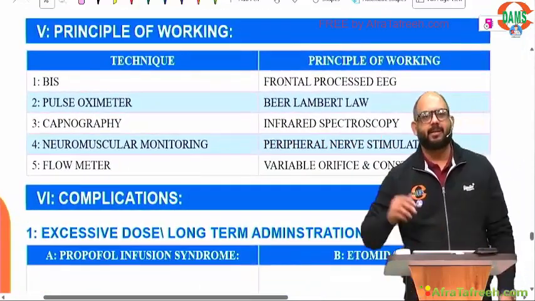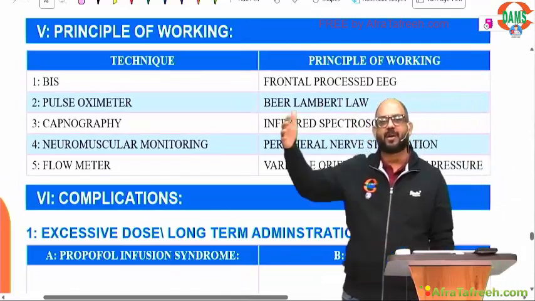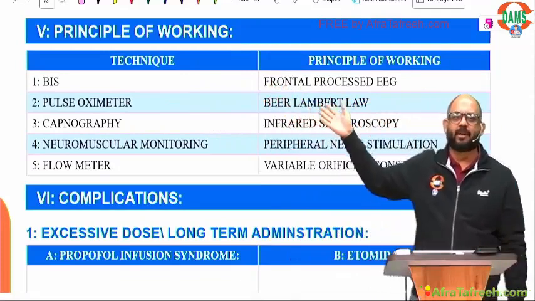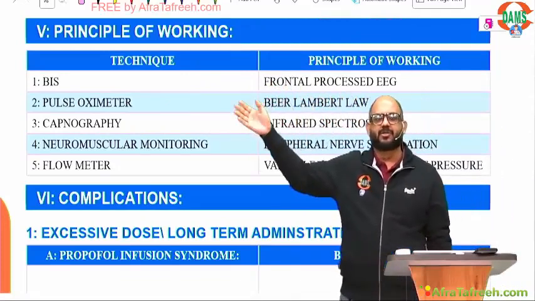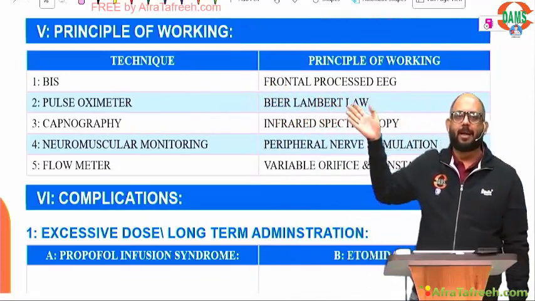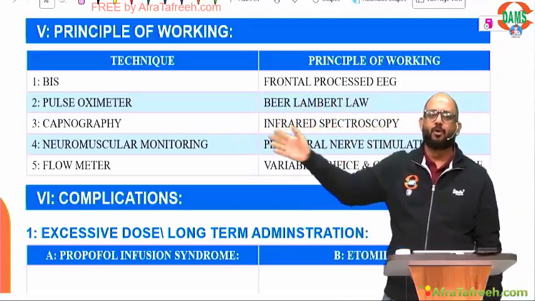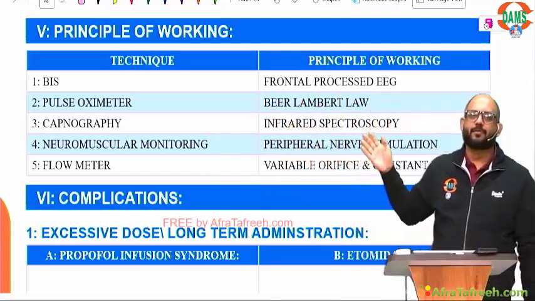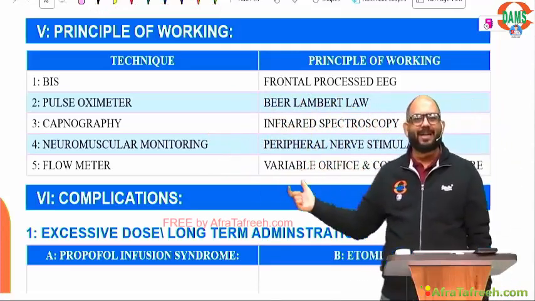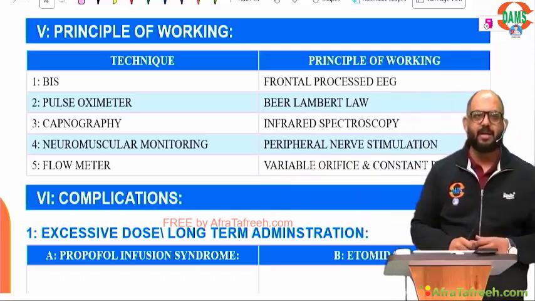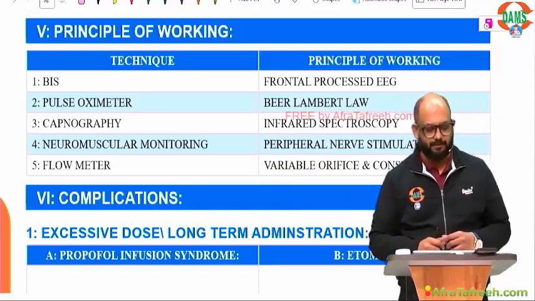Principles of working. This is related to whichever instrument we are using. BIS, bispectral index, depth of anesthesia monitoring, frontal processed EEG. Pulse oximetry, Beer-Lambert law. Capnography, infrared spectroscopy. Neuromuscular monitoring, peripheral nerve stimulation. Flow meter, variable orifice constant pressure.